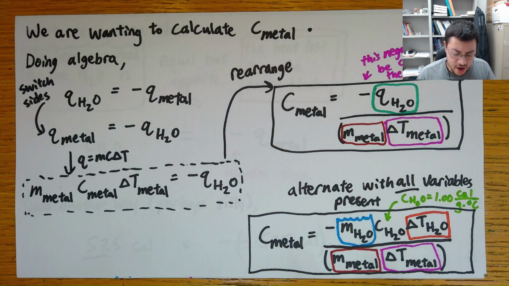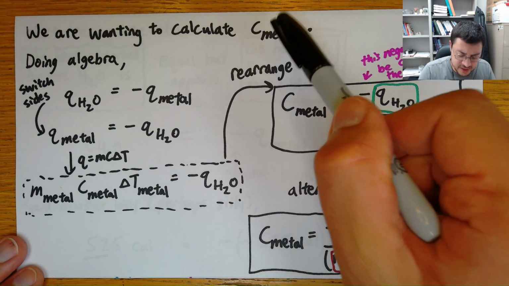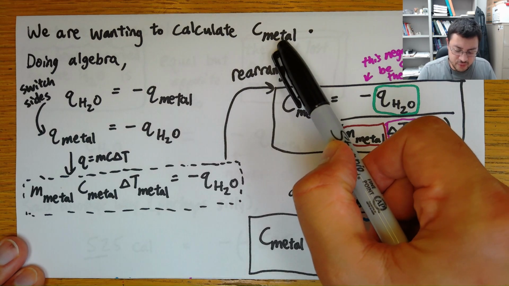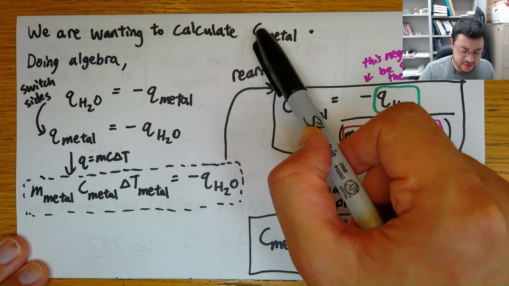So, all right, we are wanting to calculate the specific heat of the metal. We're going to have to find a way to get to that. So here's my process.